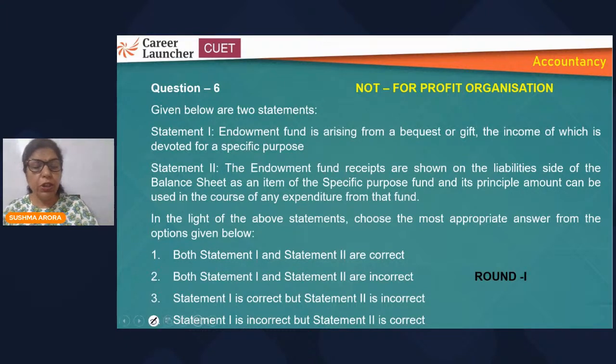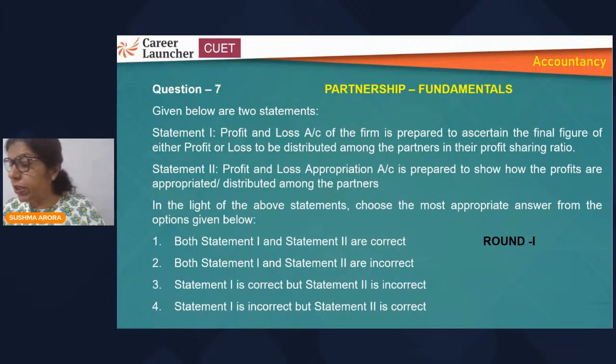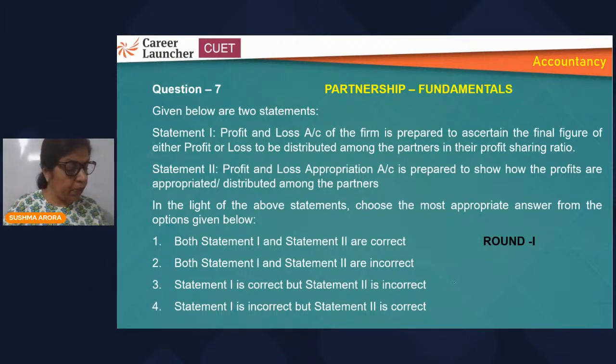Here the option C, or we can say third, is correct. Statement 1 is perfect, but statement 2 is incorrect, as the principal amount cannot be used for any purpose. Interest earning or earning from it can be used. So answer C. Now come on to the next question. Yes, very good. Now, 7th question.